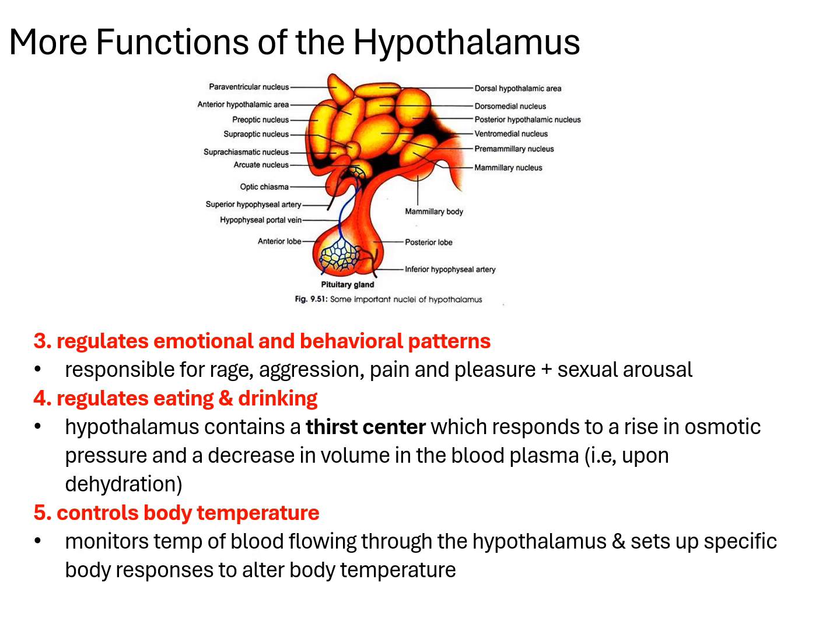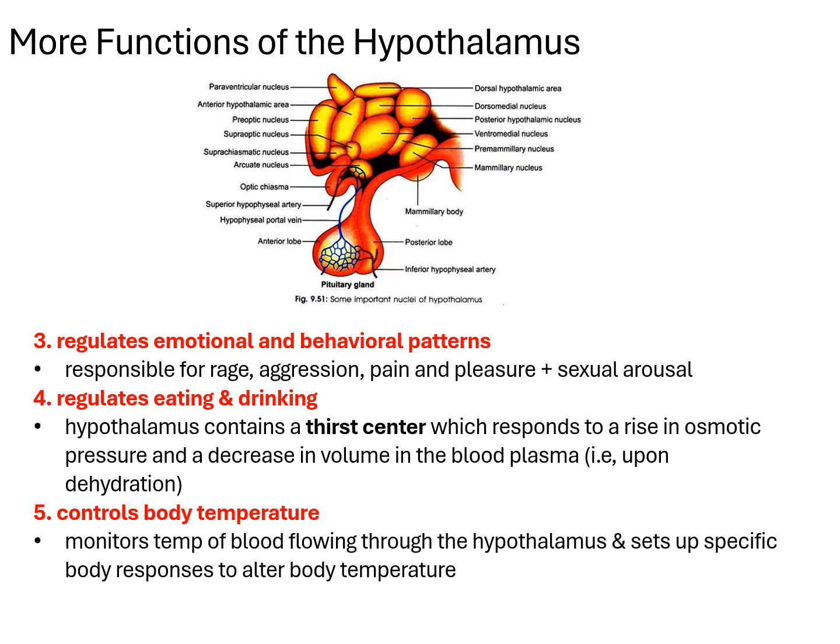For example, the hypothalamus contains a thirst center, which is a cluster of neurons that responds to a rise in the osmotic pressure of blood plasma, and it also responds to a decrease in the volume of blood plasma. And both of these are going to happen upon dehydration. This will then tell you to drink.